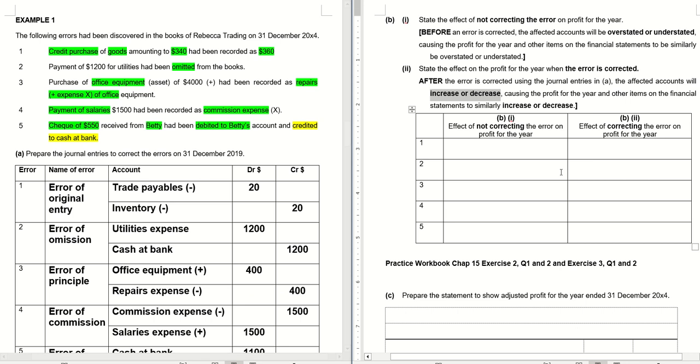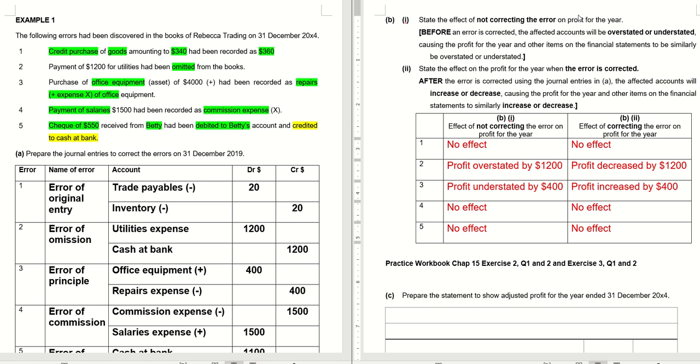Are you done with correcting? Are you done with going through the answers? Okay, this is the answer. You can do a quick check, then I will do a quick explanation.